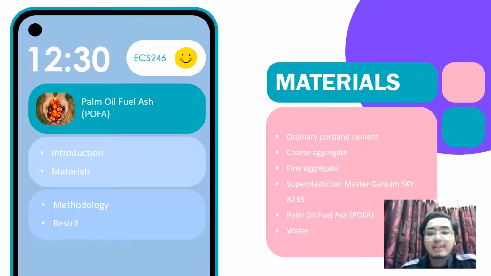Now, the materials that we use are ordinary Portland cement, coarse aggregate such as gravel, fine aggregate such as sand, okay, super plasticizer Master Genium SKY 8233, which we use to affect the fresh concrete properties by increasing the workability of the concrete, and then palm oil fuel ash, and lastly we have water. Yeah. Now we move to the methodology.